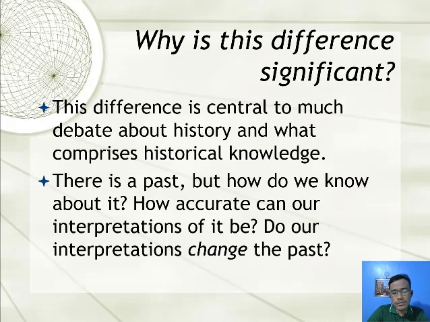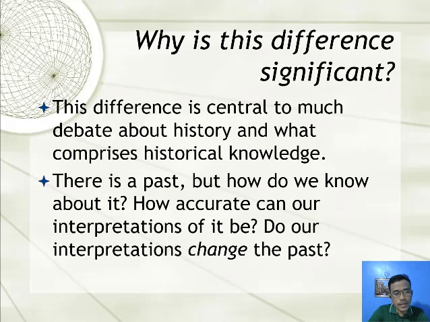But Renato Constantino was not convinced with the account of Teodoro Agoncillo, and he even refuted that in the absence of Aguinaldo, the revolution continues. Even with the surrender of Aguinaldo to America, the revolution continued. So there is this kind of debate really about accounts or historical narratives. So there is a past, but how do we know about it? How accurate can our interpretations of it be? Do our interpretations change the past?